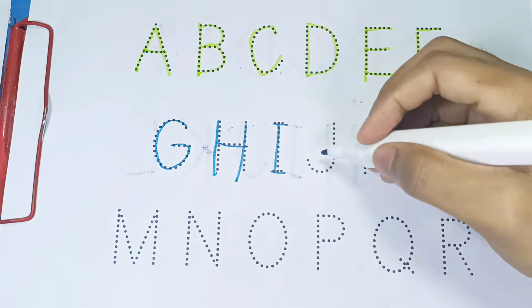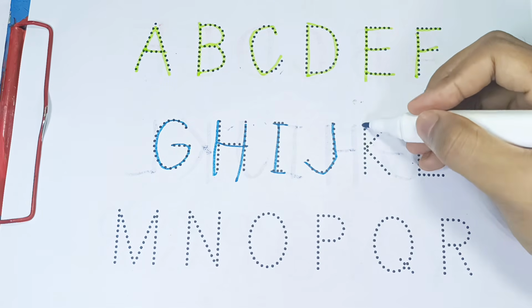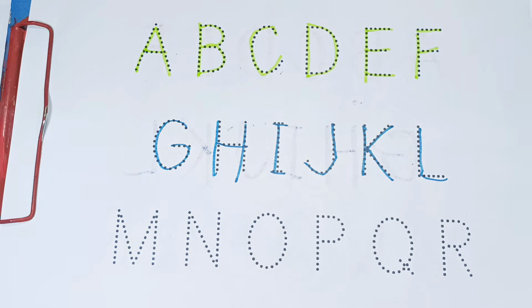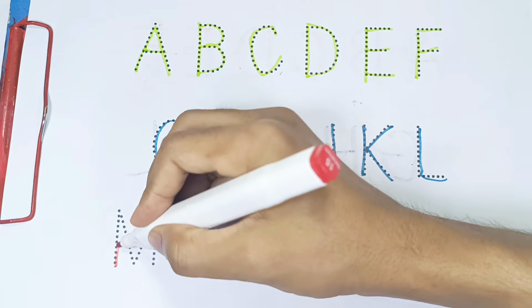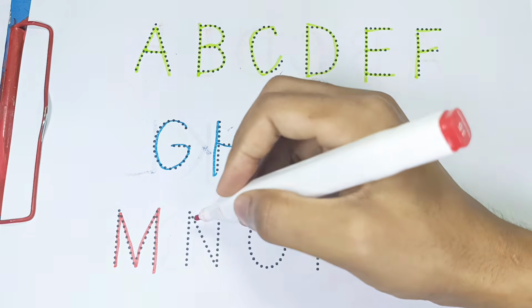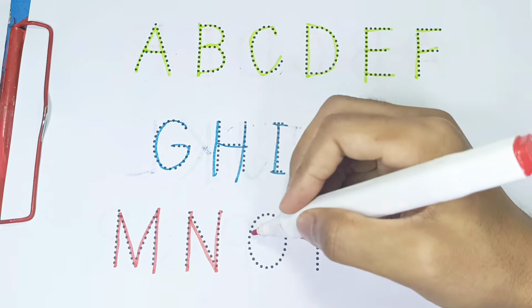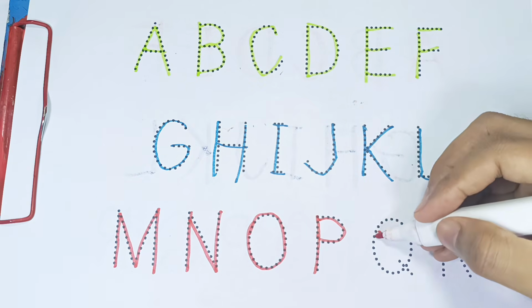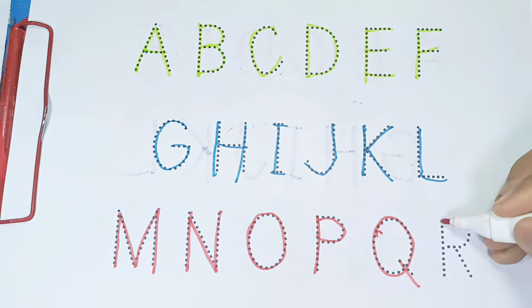Now we're writing I, J, K, L, L for lemon, geranium color, M, N, O, P, Q, and the last one is R.